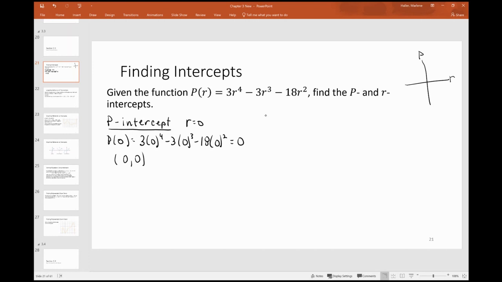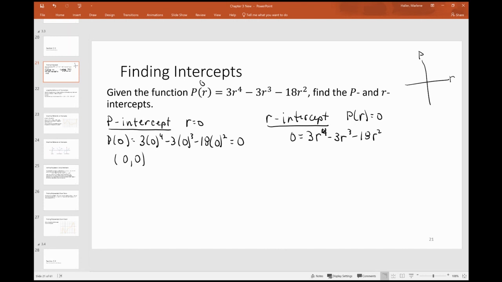Now, to find the r-intercept, I'm going to do a little bit of algebra. We have to let p of r equal 0, so we'll set that whole equation equal to 0 and solve for r. So 3r to the 4th minus 3r cubed minus 18r squared is equal to 0.